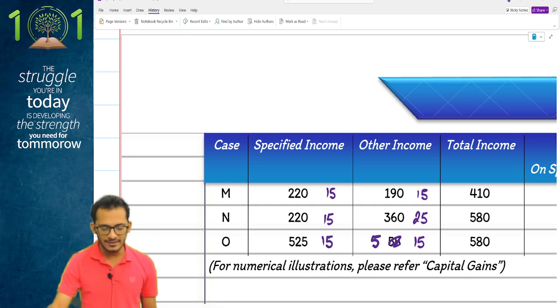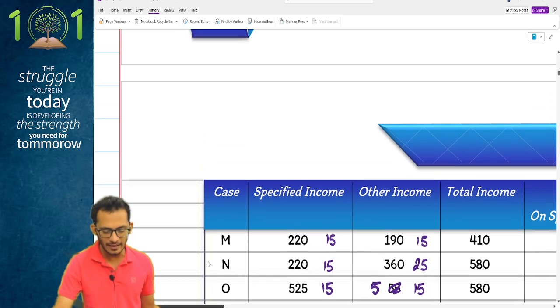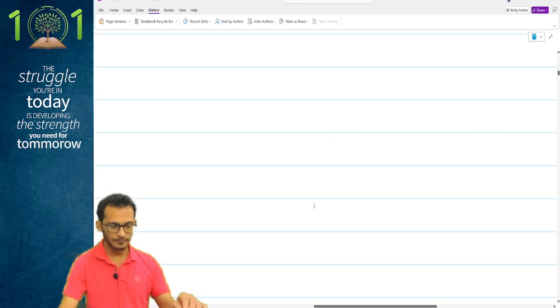Yes. How did income tax justify it? Income tax came and told, the line which I came and told you, it said total income. What did it say?